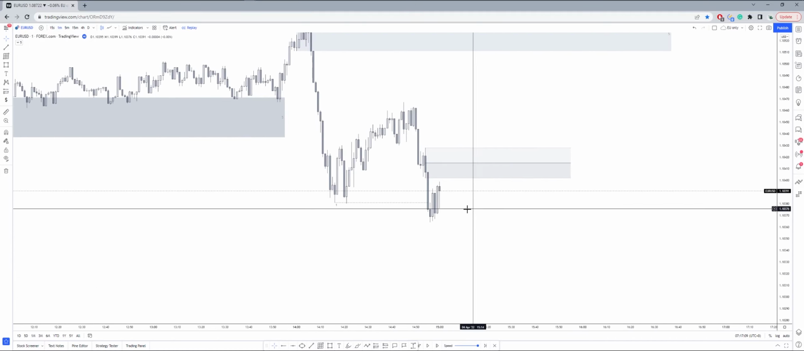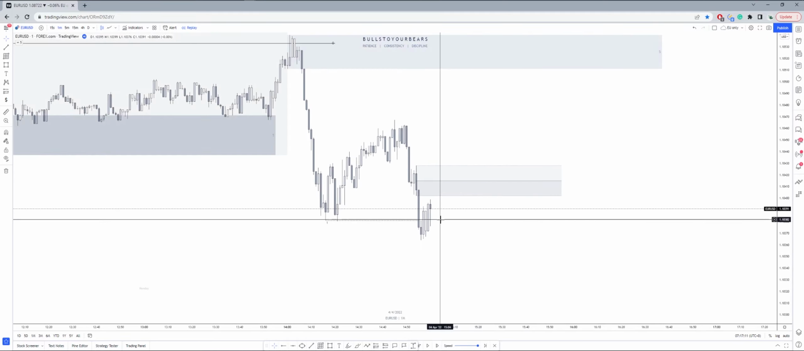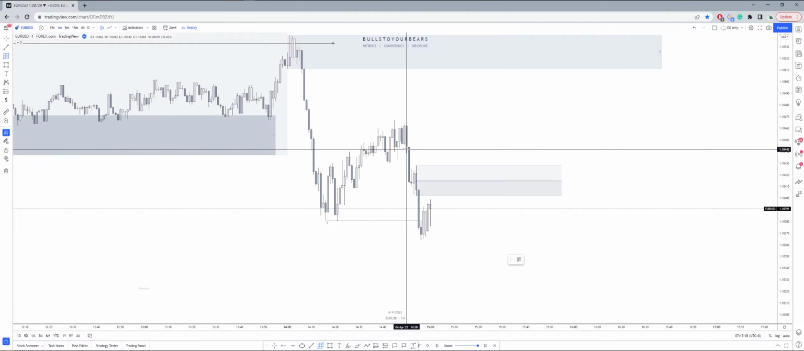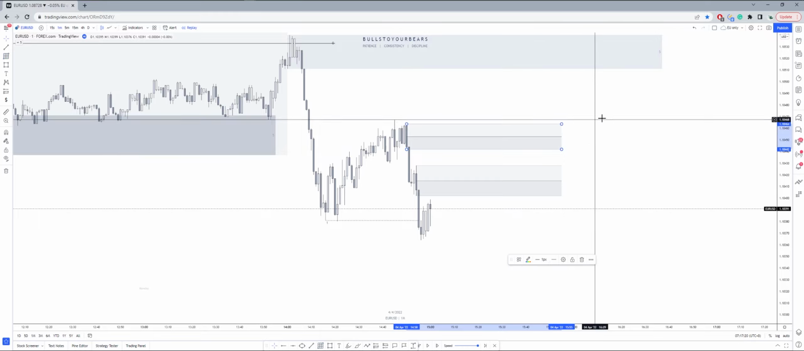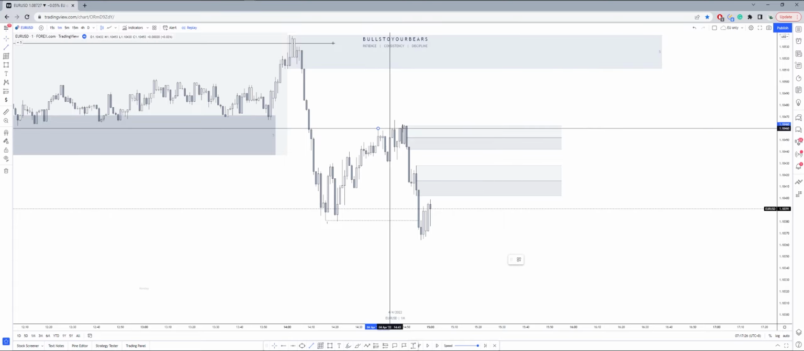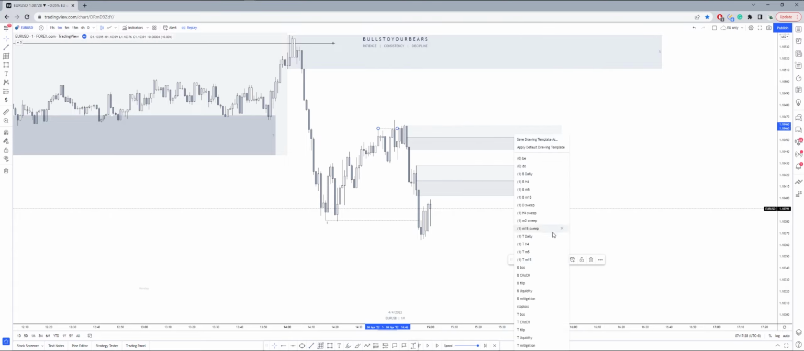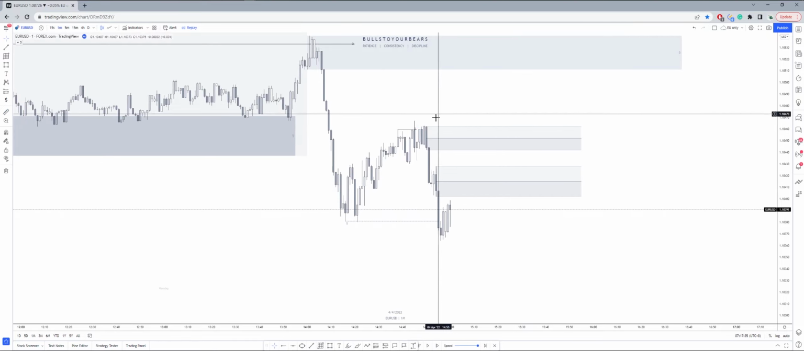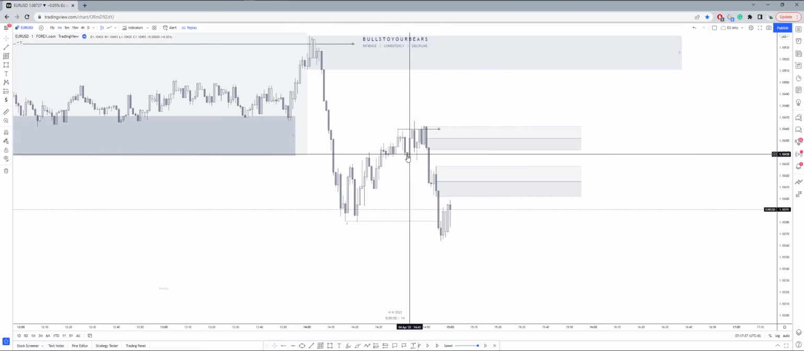Honestly, in this case, I would pretty much love the extreme over here. Why? Because the extreme came back up to sweep liquidity over here. This is liquidity, right? It came back up to sweep liquidity over here, and then eventually it breaks demand over here.